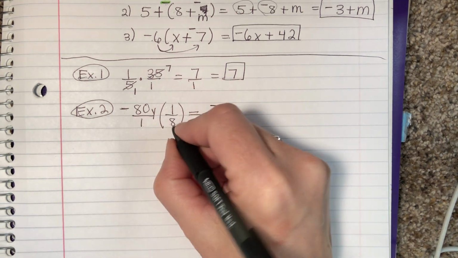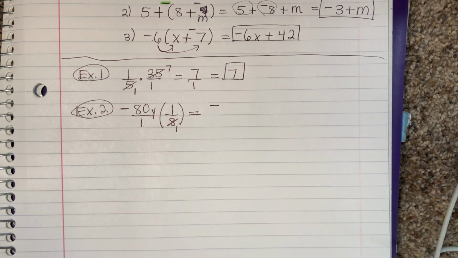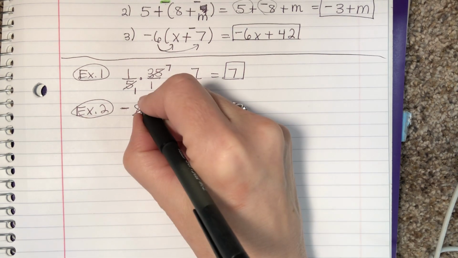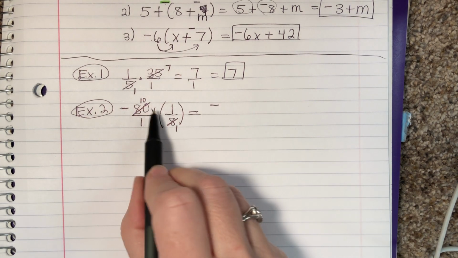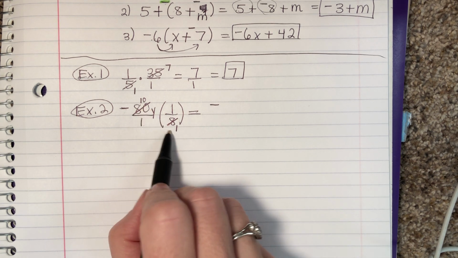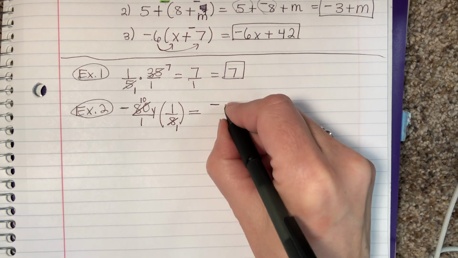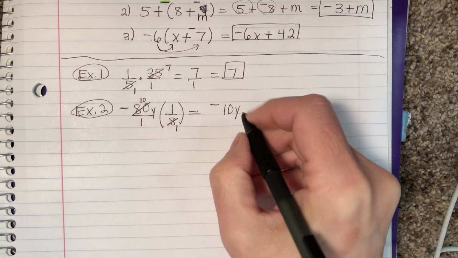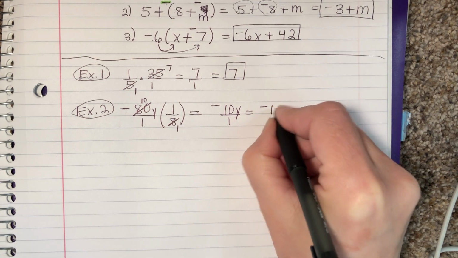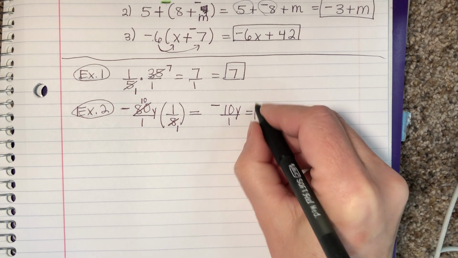So on this diagonal, I'm dividing by 8. 8 divided by 8 is 1. 80 divided by 8 is 10. Now multiplying straight across the top, I get 10y. See, the y is still there. It can't cancel at all. 10y. Now there's a 1 on the bottom, but you don't even need to write that. So it's just negative 10y.